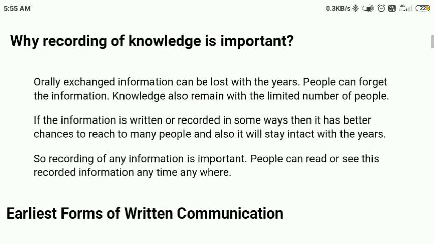So let us talk about the recording of knowledge and why it is important, because orally exchanged information can be lost with the years. Like with the years, that means with time, you can forget anything. Suppose I have told you something about any topic. With time, if you are not recalling it and if it is not written with you, then there are chances that you will forget it. So recording of knowledge is very important. Sharing or exchanging the information about anything orally is not sufficient.